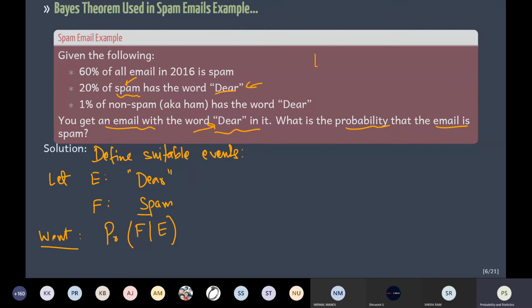Often you will see people use E and F. E usually stands for evidence, and F stands for the fact. Sometimes people use H and E, like hypothesis and evidence. But it doesn't matter, you can use any symbol as long as you understand the problem. What is evidence and what is fact depends on the question being asked. If it was the other way, the probability that you get the word dear given that it's spam, then the evidence becomes the spam, and the fact you want to establish is the dear. So it depends on the context.